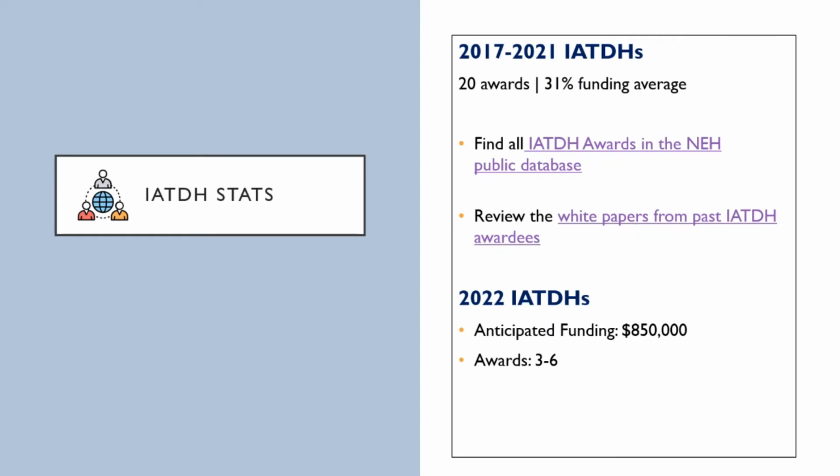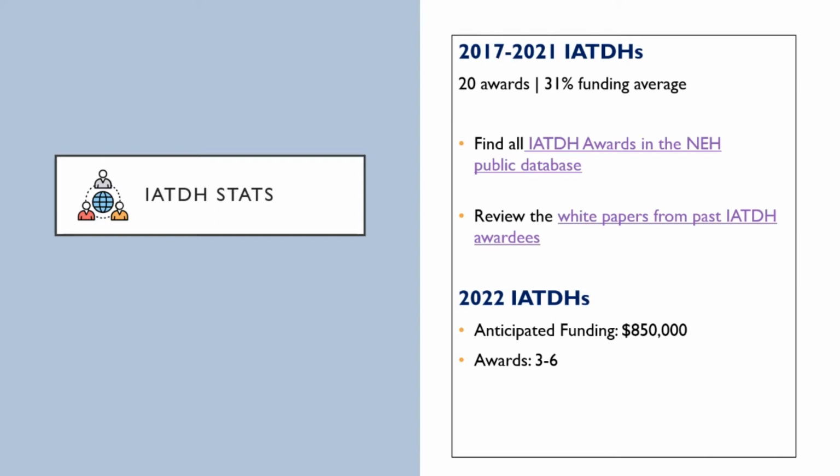So let's get some historical background for this program. Context is always important in the humanities. Over the last 5 years of this program, we have made 20 awards with an average funding ratio of 31%. And I will note that is a tremendously favorable funding ratio for the NEH. I hope that you keep that in mind as you are considering applying for funding. We fund a high percentage of applications to this program.